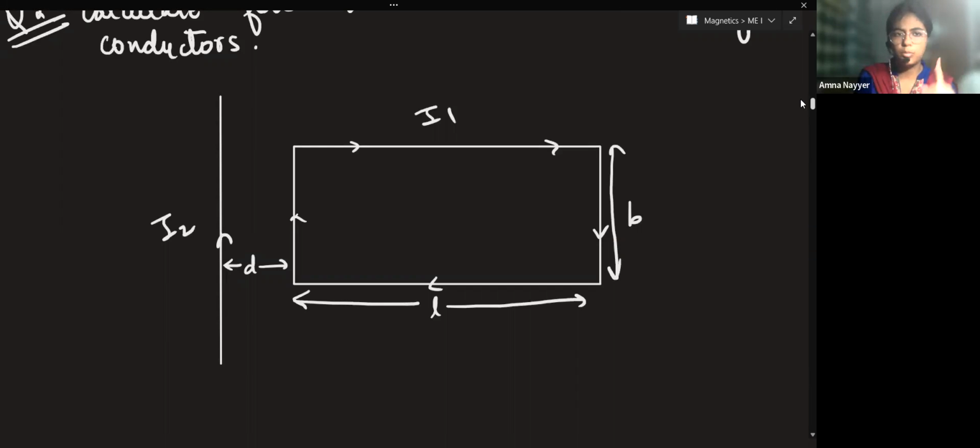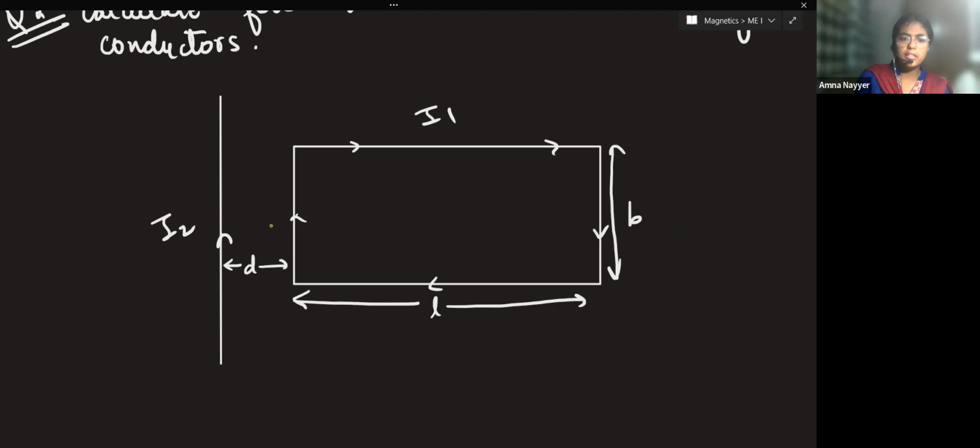One straight wire is there, having current I2, and a rectangular coil is there whose length is L and breadth is B. The length and breadth of the rectangle are given, and the current flowing within this rectangular loop is I1. The rectangular loop and the straight conductor have a separation of small t. Fine. Now we have to find out the net force.